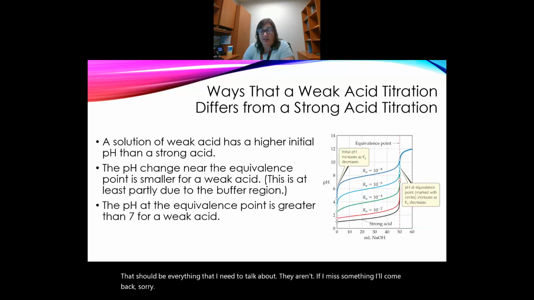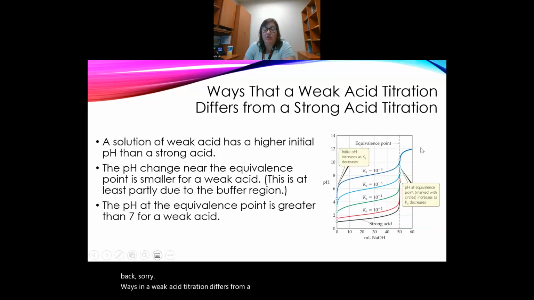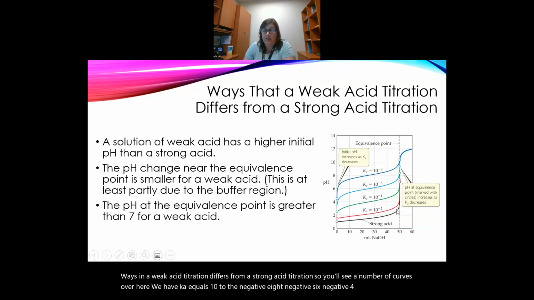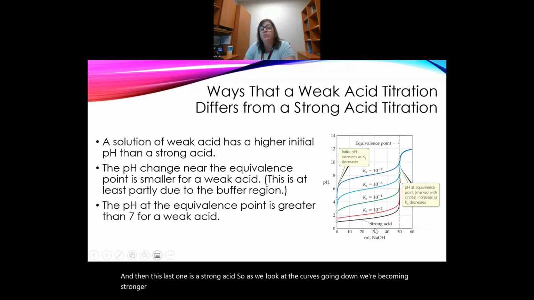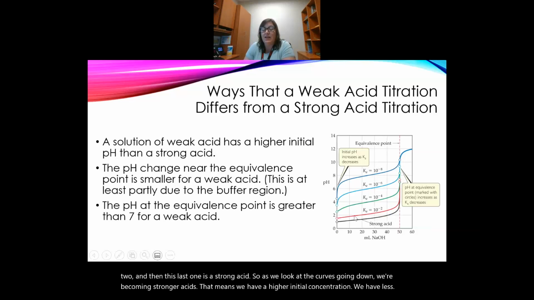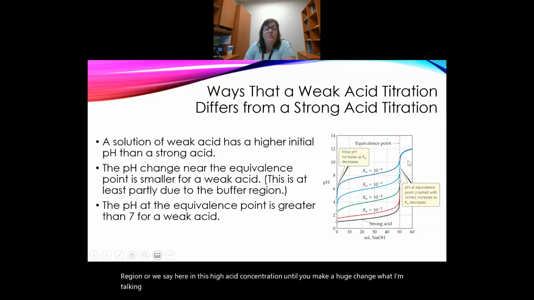Ways that a weak acid titration differs from a strong acid titration. So you'll see a number of curves over here. We have Ka equals 10 to the negative 8, negative 6, negative 4, negative 2. And then this last one is a strong acid. So as we look at the curves going down, we're becoming stronger acids. That means we have a higher initial concentration, we have less buffer region, or we stay here in this high acid concentration until we can make this huge change. When I'm talking about a weak acid, it's not as big of a change. Okay, so that's kind of what you might be looking at.